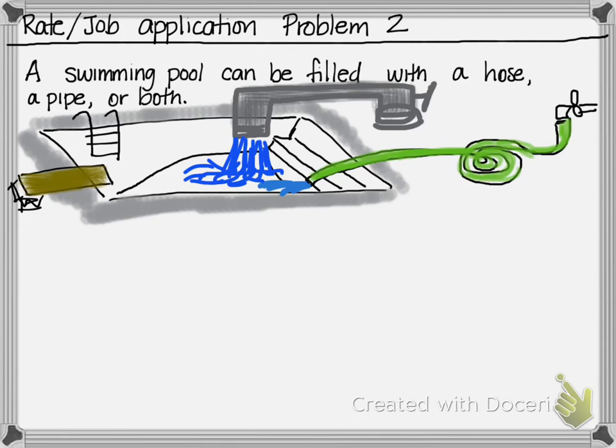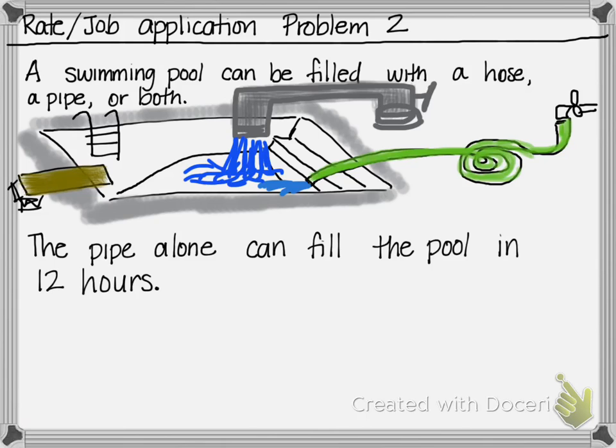This is our second video on job problems, or actually rate application problems. In this problem, the job is going to be filling a swimming pool. So we have a swimming pool that can be filled with either a garden hose, a pipe, or both running at the same time. We know that the pipe alone could fill the pool in 12 hours.